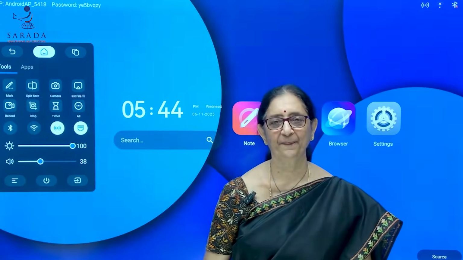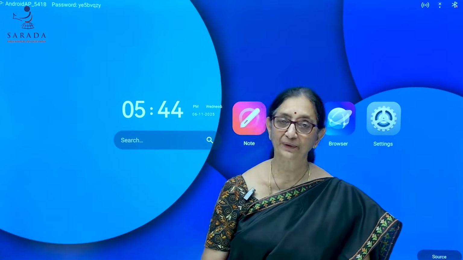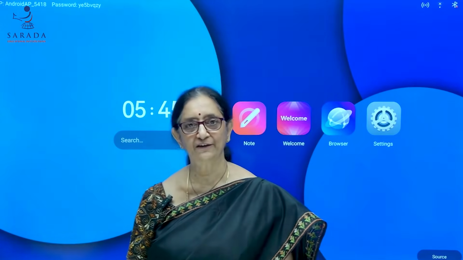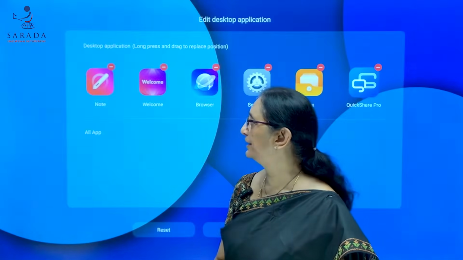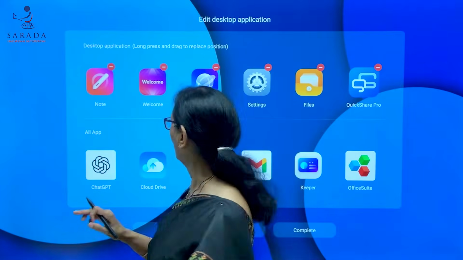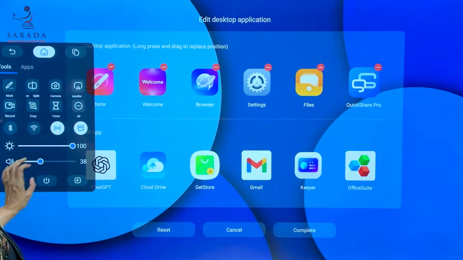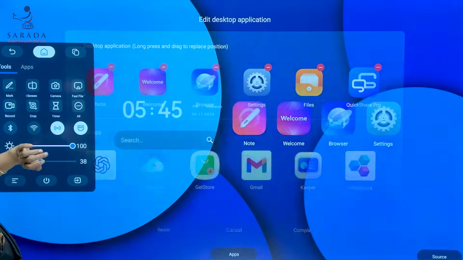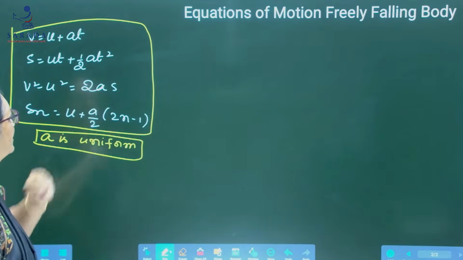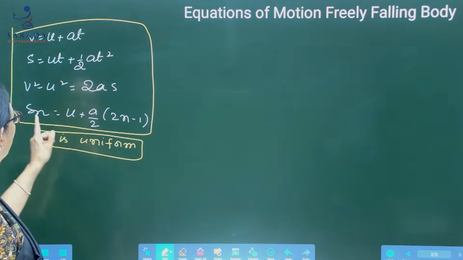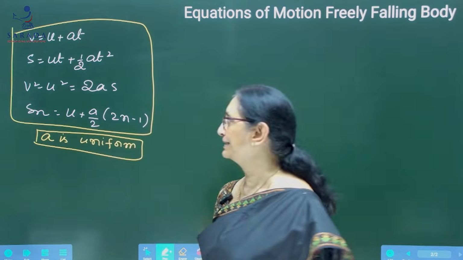Good evening. In this session, let us discuss equations of motion in case of a freely falling body. In general, what are the equations of motion? v is equal to u plus at, s is equal to ut plus half at square, v square minus u square is equal to 2as, Sn is equal to u plus a by 2 into 2n minus 1.